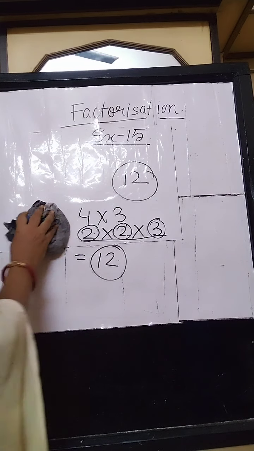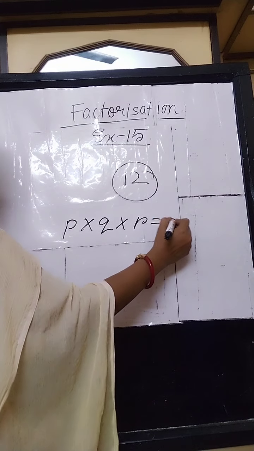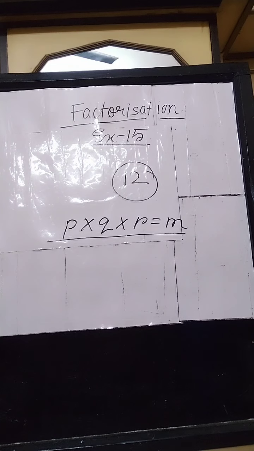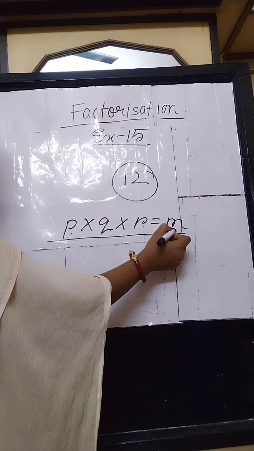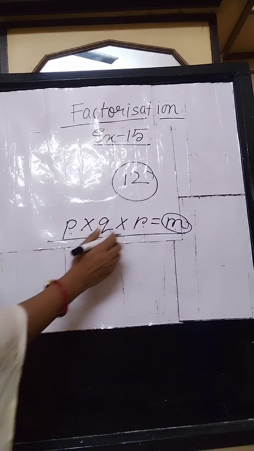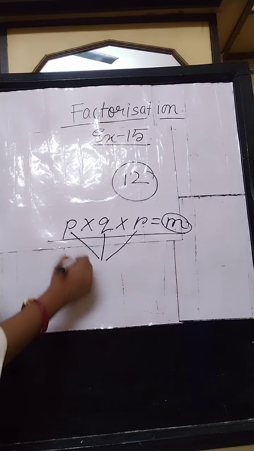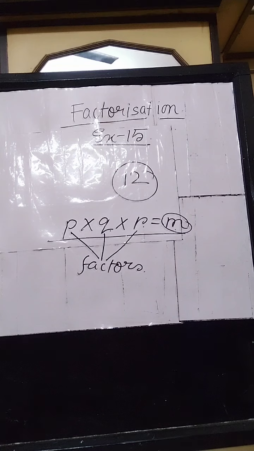Now in case of an algebraic expression, suppose I give an algebraic expression, P into Q into R is equal to M. In this expression, P multiplied by Q multiplied by R gives rise to the product M. So to get the product M, we have multiplied three things, P, Q and R. So P, Q and R will be individually termed as the factors of M. Now we can see what factors actually are.